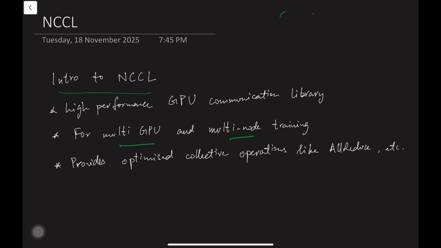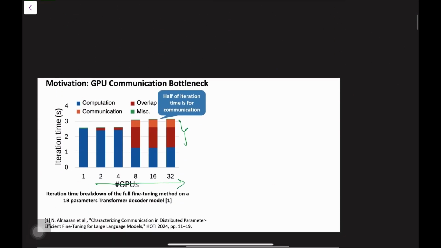Hello everyone. Today we are going to present the paper called Demystifying NCCL. So, what is NCCL? NCCL is a high performance GPU communication library. It is for multi GPU and multi node training. It provides optimized collective operations like all reduce, all gather, etc.